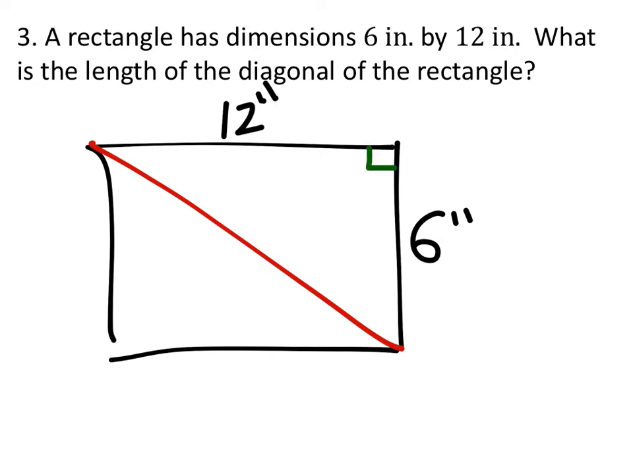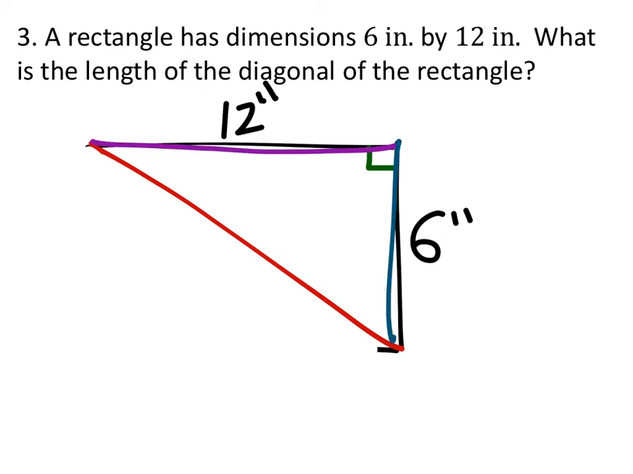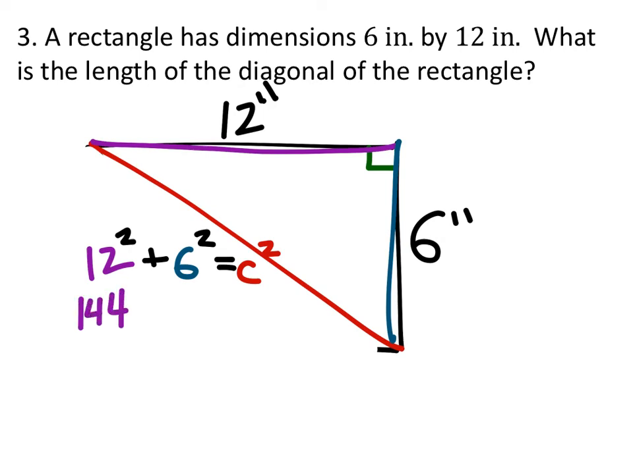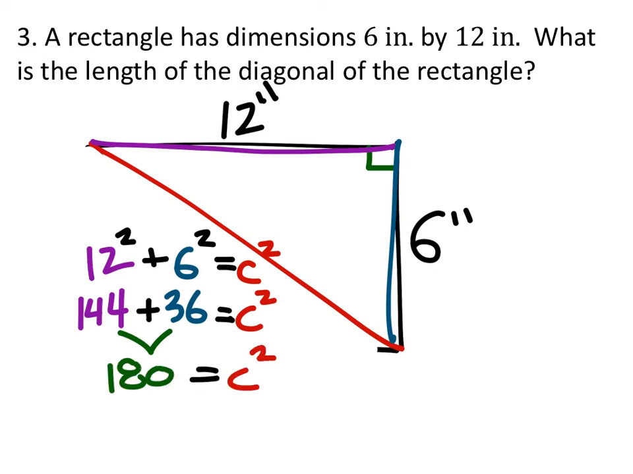Alright, so this is our right angle right here. And what this also means is I don't really need these two lines. So this gives me a right triangle with this leg and this one. So I'm going to take those two legs at 12 and 6. And when I square those and add them, I should get the length of that diagonal, which is the hypotenuse, as a square. So 12 times 12 is 144, and 6 times 6 is 36. So when I add those, I should get c squared. And this equals c squared.